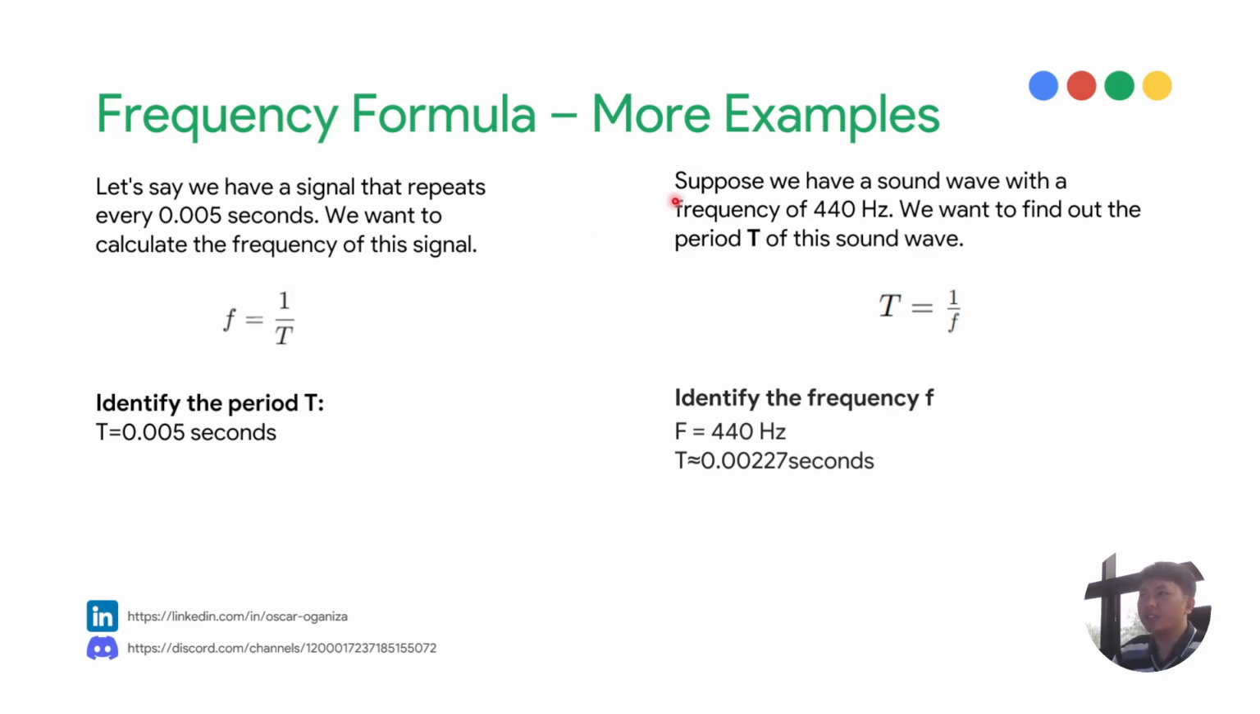For the next example, suppose we have a sound wave with a frequency of 440 hertz. We want to find out the period t, or time, of this sound wave. Again, here's the formula: time is equal to 1 over frequency. Direct substitution, 1 divided by 440 is 0.00227. Try it on your computers and cellphones. So the time period for the 440 hertz is about 0.00227 seconds.